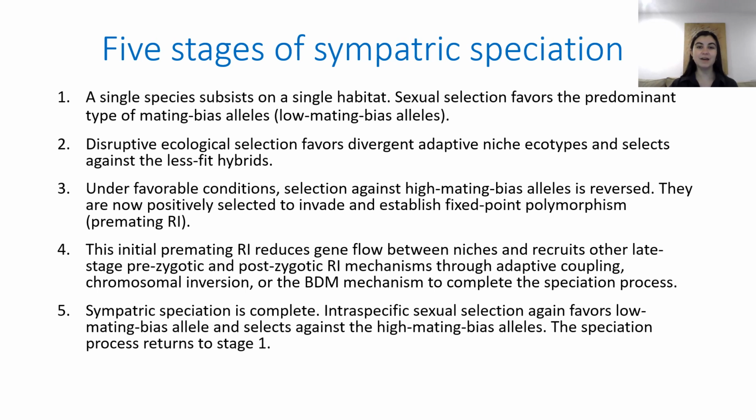Finally, in step 5, almost no gene flow between the two niche groups is present. Intraspecific sexual selection again favors low mating bias alleles and selects against high mating bias alleles, and the process returns to step 1.